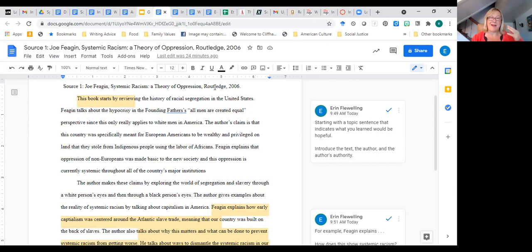By the way, I'm making that up off the top of my head, but do you see how that is the main point? And the author can introduce the text and provide the main point, and now provide support for that. In fact, here is that claim, and the author could have done exactly that. And then Fagan explains that the oppression of non-Europeans was made basic to a new society. And here's where we really want to see in what way, how.